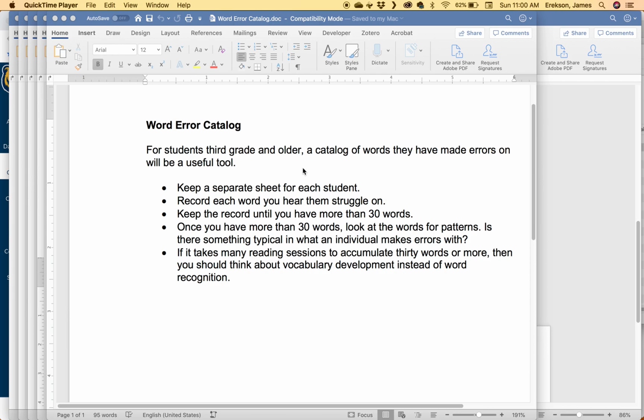But if the word errors are coming because of something else, if they tend to be coming from vocabulary knowledge, you're going to take a completely different tack on instruction. And if it's more about fluency, you might take a completely different tack on instruction too.